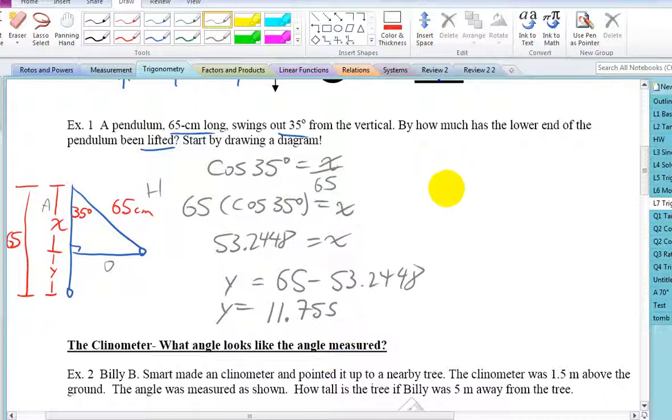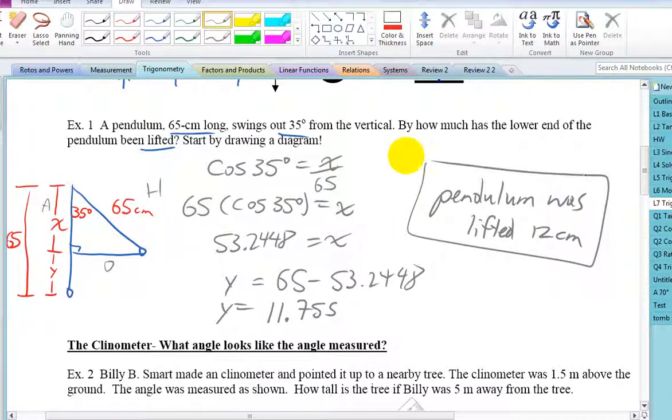Quick little sentence. The pendulum was lifted 12 centimeters. Nice little box, done. Okay. Any questions about what I did? How we did it?